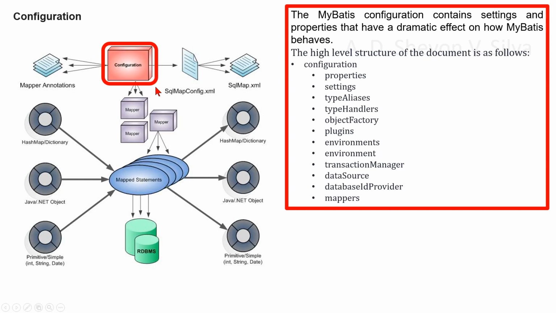The high-level structure of the document is as follows: configuration, properties, settings, type aliases, type handlers, object factory, plugins, environment, transaction manager, data source, database ID provider, and mappers.